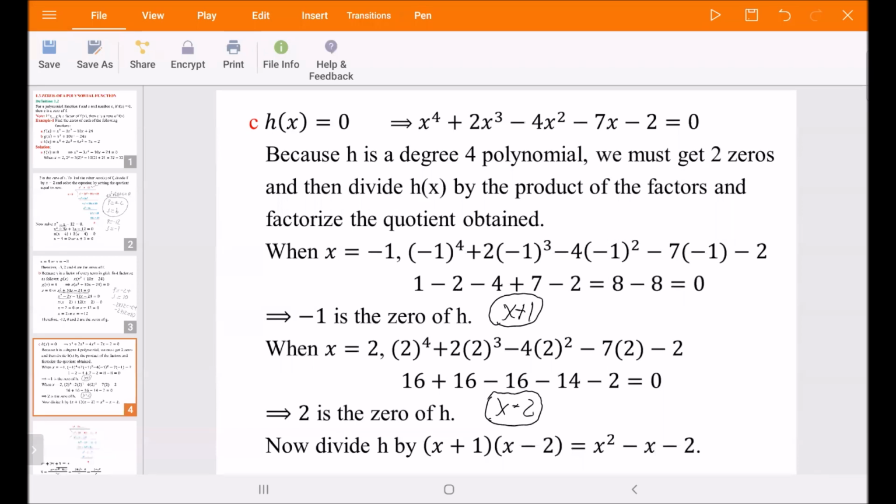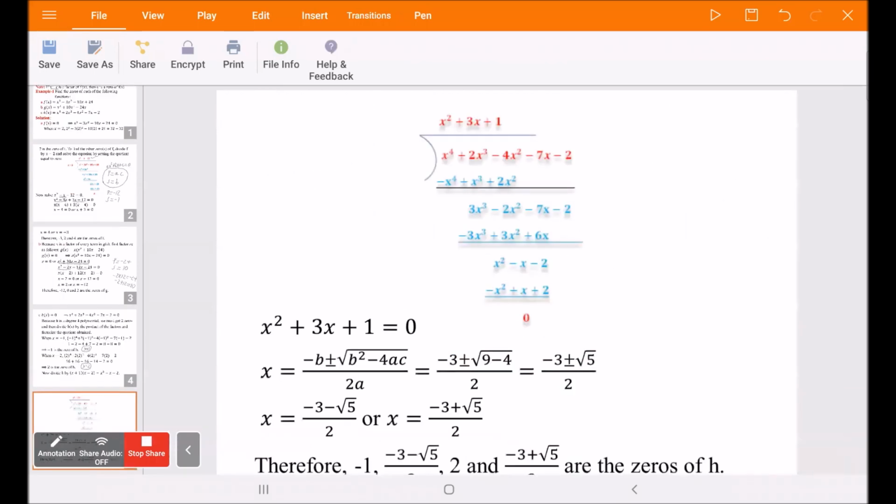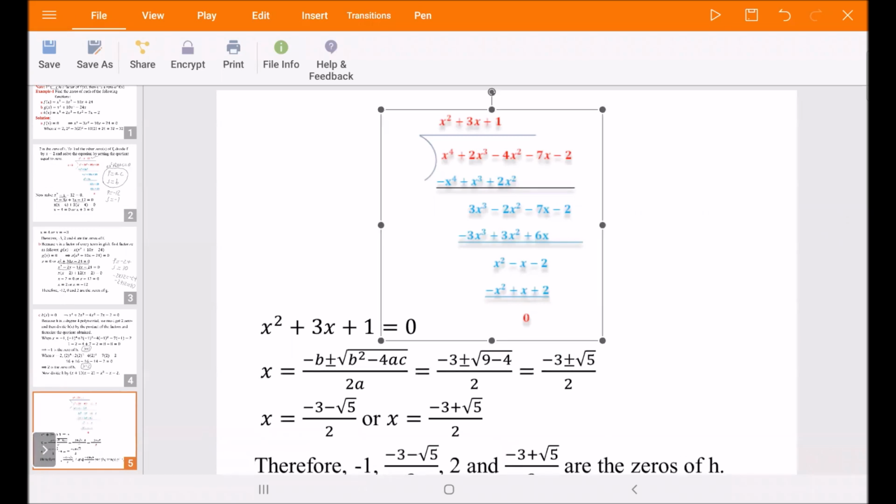So to find the remaining zeros of this polynomial, you solve the equation, the quotient equal to 0, after going through long division. So long division results in... I think it hides the divisor, but anyways, when this polynomial is divided by the product of the two, that is x squared minus x minus 2, the quotient x squared plus 3x plus 1 is obtained.